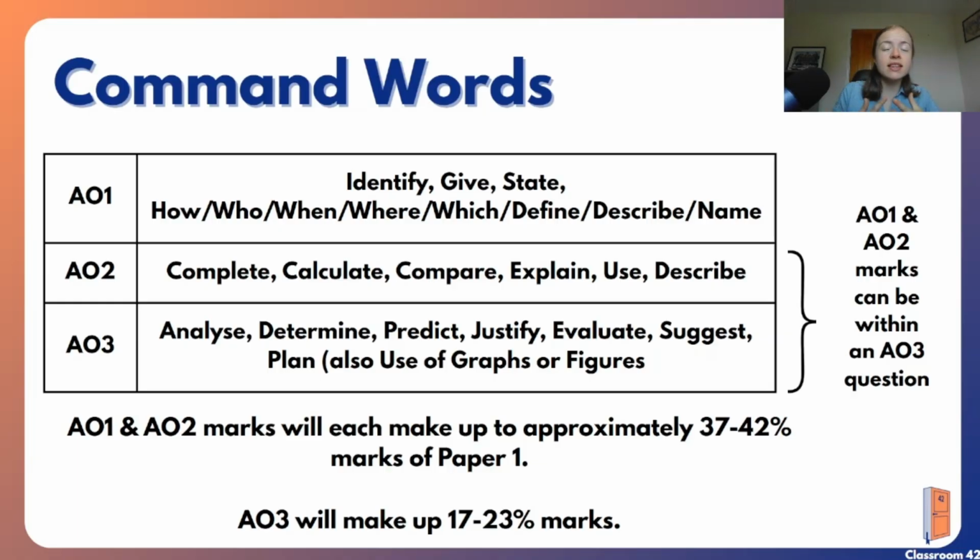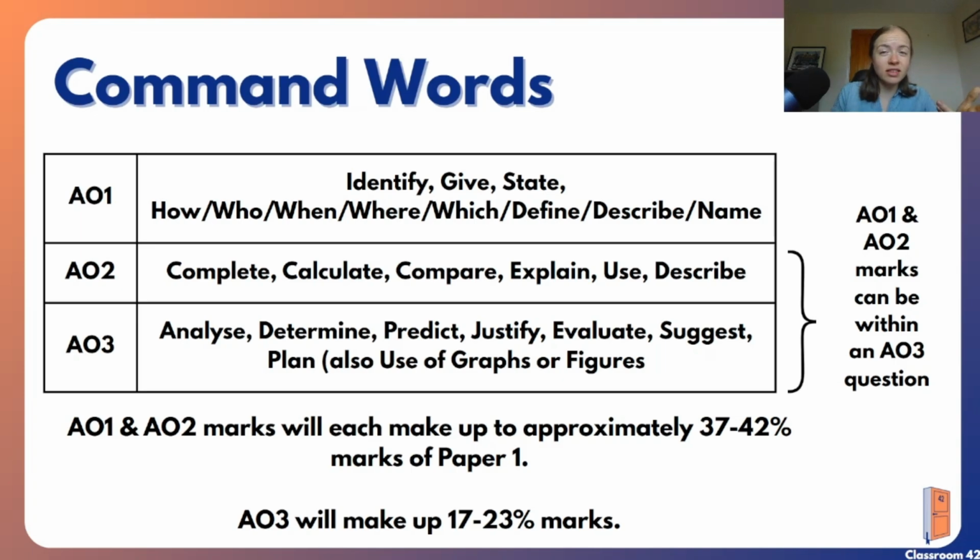And with your command words, in a similar way to paper 1, you can get an idea of the kind of question or the kind of skills that you need to be showing based on the command word. So AO1 is likely to be an identify, a give or a state, or just simply asking you for a specific answer. AO2 will be more about explaining, completing, calculating, comparing, and often giving you some contextual information as well. And then AO3 will be command words such as analyse, predict, justify, evaluate, suggest and plan as well. But as we've said before, the AO1 and AO2 marks are relevant within AO3 questions as well.